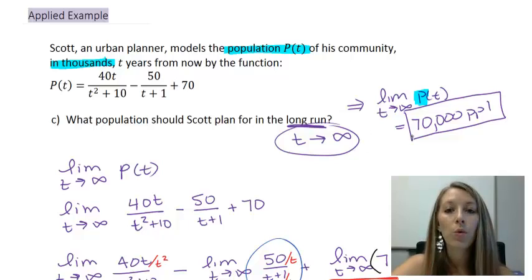So now you can see why limits at infinity or infinite limits actually have an effect on real life situations. We want to know what happens in this case to populations overall or any other type of business problems in the long run. What's going to happen indefinitely. And this finishes up my infinite limit segment.